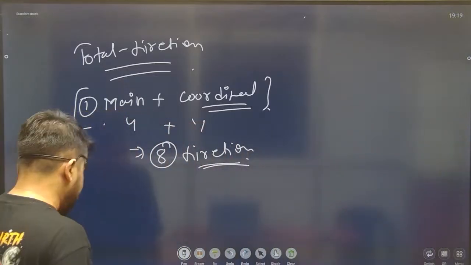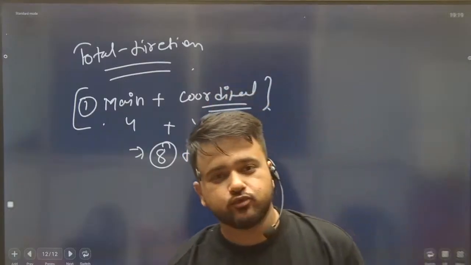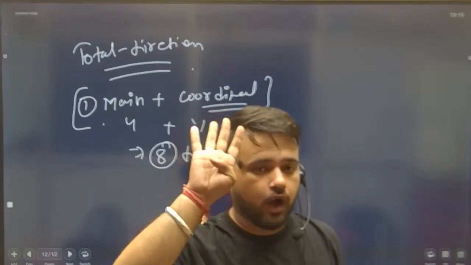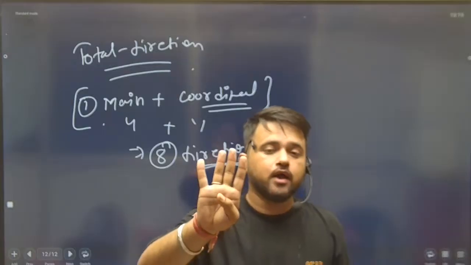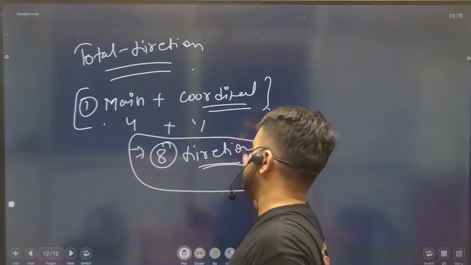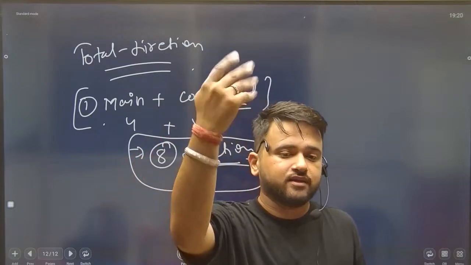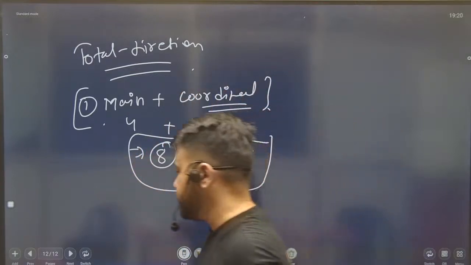Let's suppose if the examiner asks you in the examinations how many types of main directions we have, your answer is going to be 4. How many types of cardinal? It's again 4. And if they are asking about the total, it's going to be 8. How does it become 8? The 4 cardinal, or sub-directions, and the 4 main directions. Getting the point, guys?